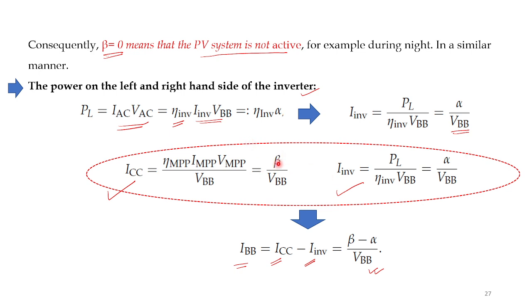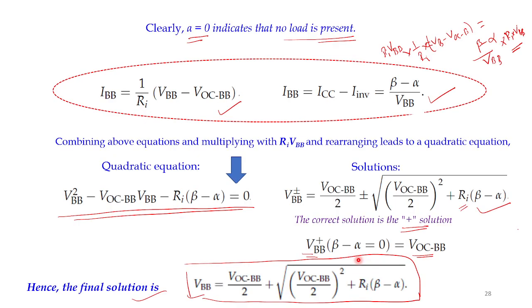Beta parameter basically relates to the PV system, whether the PV system is active or not. Alpha basically tells about the load requirement, whether load is there or not. When you do the charge balance, this is basically your current value. This is going to the battery bank, this is going to the charge controller, this is going to the inverter, and this is the rated voltage of your battery bank. So this is the final solution for what the rated voltage of your battery bank should be. This derivation has been done in the lecture, you can go back and see it.